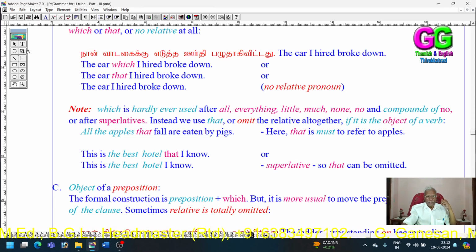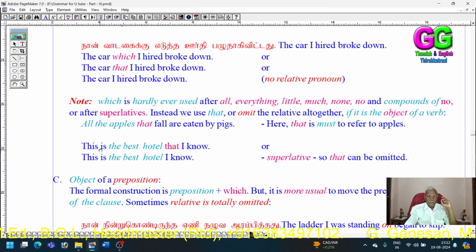Let us see the examples. All the apples that fall are eaten by pigs. Here, that must be used to refer to apples.